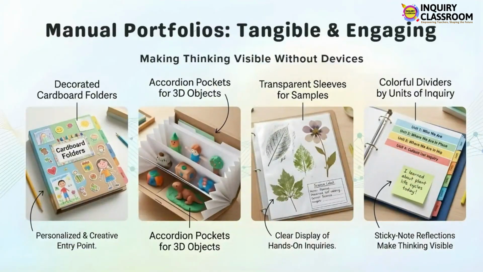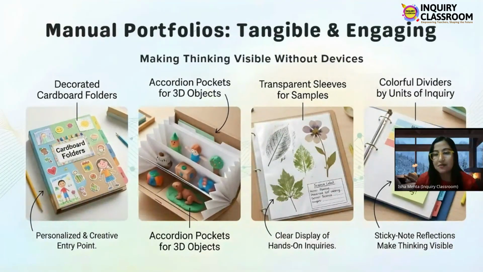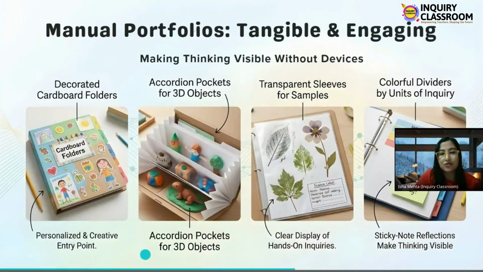Manual portfolios come in different types in the market. I would say the cardboard portfolios and those pocket folders are really good for EYP, even grade 1. And then we have those transparent sleeves and also those divider portfolios. They are really good for grades 2, 3, 4, and 5. So we can go with that as well. So we're talking about the types of hard copy portfolios.